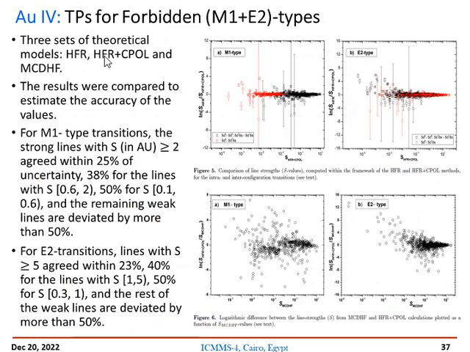Since we have calculated the transition probabilities for forbidden lines of Au IV using three sets of theoretical models, HFR, HFR plus core-polarization, and a fully relativistic multi-configuration Dirac-Fock approach, the results are compared to estimate the accuracy of transition probabilities computed by these codes. So here is the summary of the comparison as of the previous one.